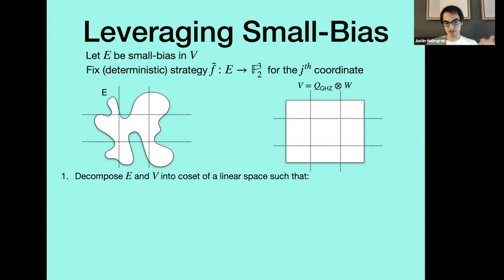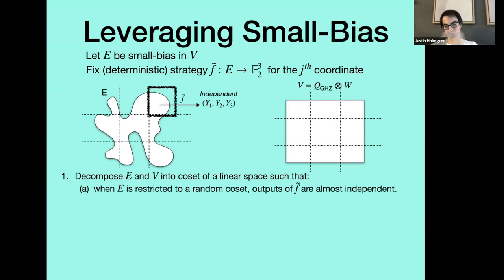So what we'll do is we'll first construct some kind of decomposition of the space and the event. So this should say cosets, not coset. The decomposition will be lots of cosets of a linear space, and we'll want it to have some properties. First of all, if you restrict to a random coset, then the outputs of your strategy are almost independent. And the way that we'll do this is going through this observation about when events look independent. This generalizes to functions too. As long as some coordinate of f tilde is not linear, like not even correlated with a linear function, then the outputs will look independent.